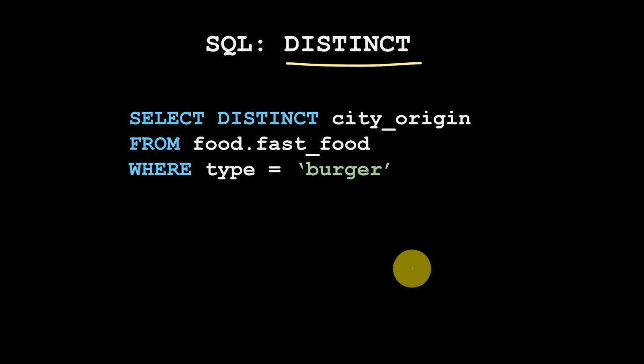So let's look at an example with our trusty old fast food table. Here we want to get all the distinct cities of origin that these burger restaurants are in. It's possible that there is more than one restaurant in New York City, but I don't want to return multiple rows of New York City. I just want one row, because the only thing I care about is how many cities these restaurants span. Let's look at a quick example.